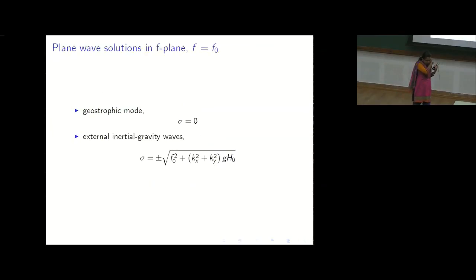Now the shallow water equation also can have plane wave solutions. There are two classes of solutions: one where the frequency is 0, which is called the geostrophic mode, and another mode where the frequency is finite. It's given by the inertial gravity waves. So it depends on your Coriolis parameter. Okay.